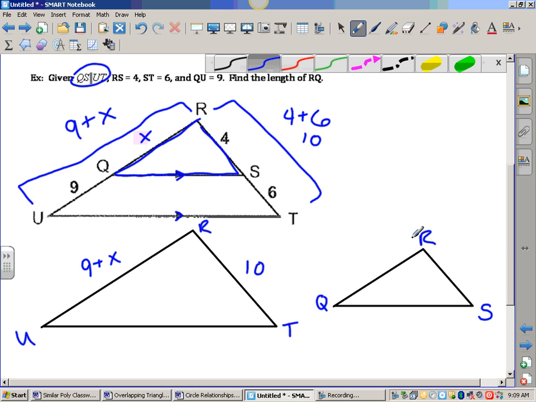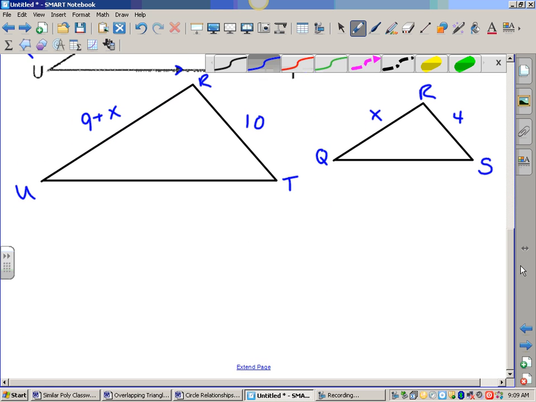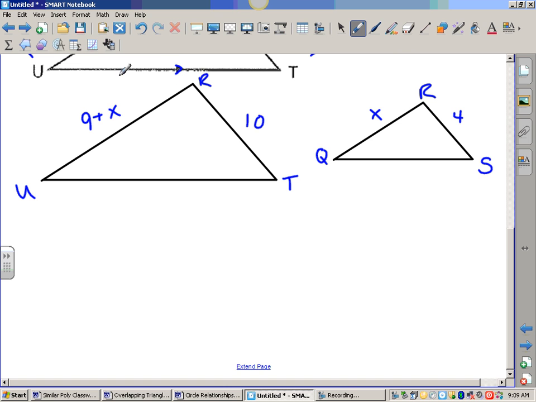So what's the length of QR? That was x, and the length of RS is 4. Again, you don't know the base, but that's okay. You can only ever compare two sides at a time with your proportion. So now we're all set. You can completely forget about the overlapping triangles up there if you redrew it down here. And now hopefully you see it and you think it's a lot easier.